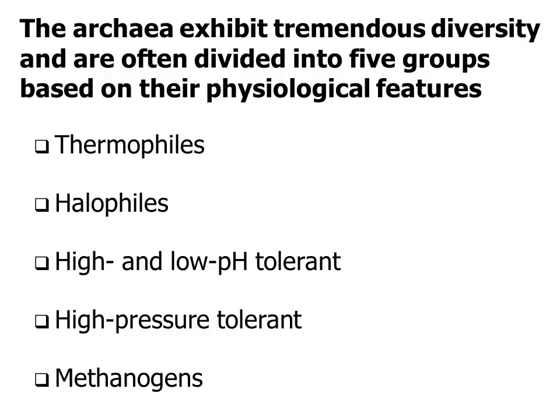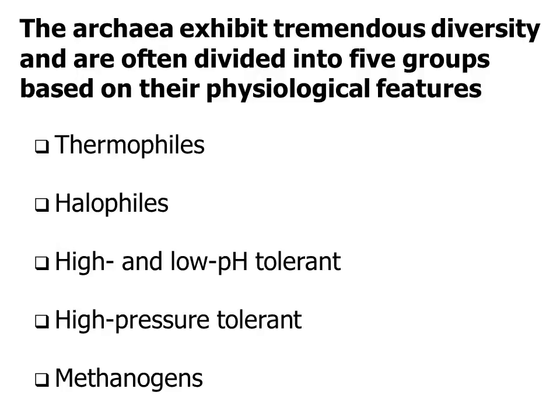Sorry, gonna go back. Alright, the archaea exhibit tremendous diversity. But what we do is we divide them into 5 groups based on their physiological features. You should know these 5 things. Number 1 is thermophiles. Thermo meaning heat, phile meaning lover. So they are heat lovers. They live in very hot places where no other organisms can survive. Halophiles means lovers of salt. Though they live in very salty places.